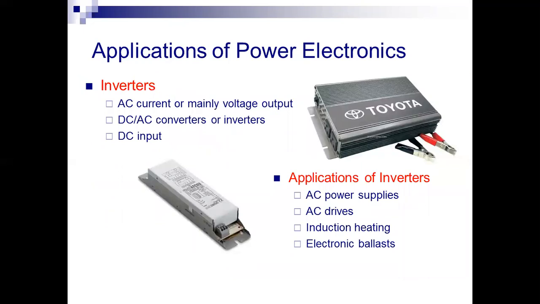Some applications of power electronic converters are inverters. We know that inverters convert DC to AC. They are used in domestic and household applications, and nowadays we regularly use inverters with a small battery capacity. That is, DC to AC converters are also called inverters, and the input for these inverters has to be DC. The applications are AC power supplies, AC drives, induction heating, and electronic ballast.